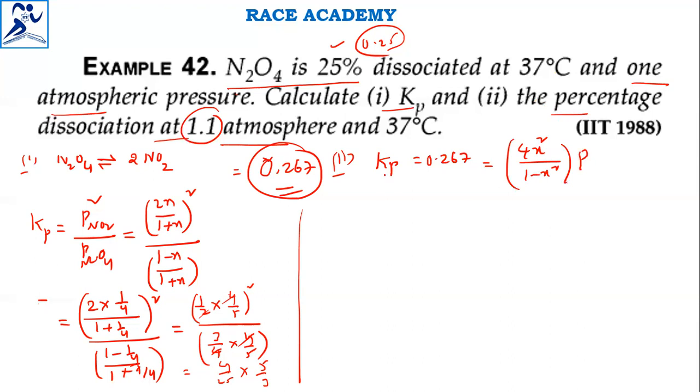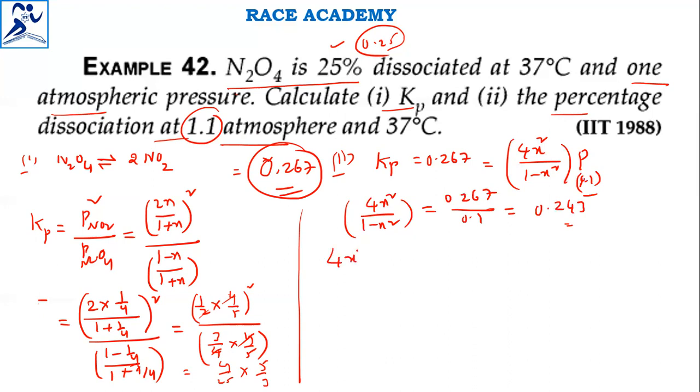In this expression, I'll substitute it. But total pressure given is 1.1. X value we don't know, that we will do. So 4x square by 1 minus x square is equal to 0.267. This P value is 1.1 they are given. So I'll write 0.267 by 1.1. That will come 0.243 value. After that, what we will do is we will do cross multiplication.